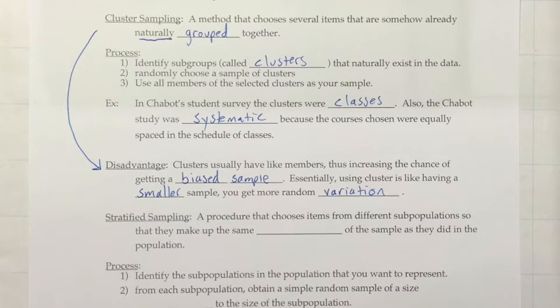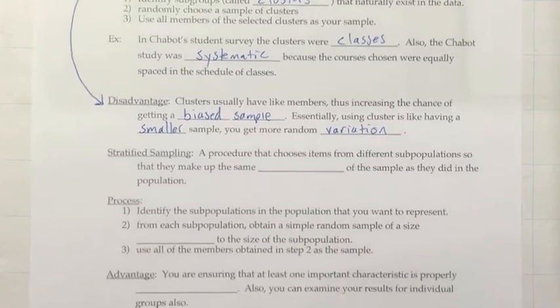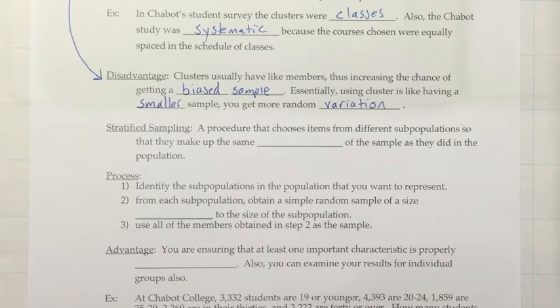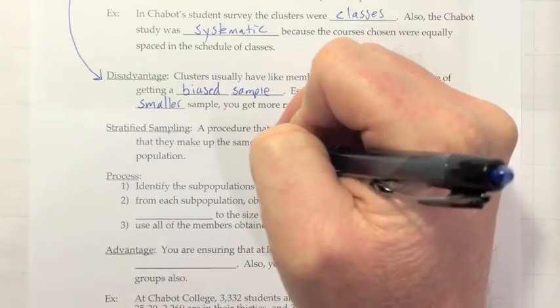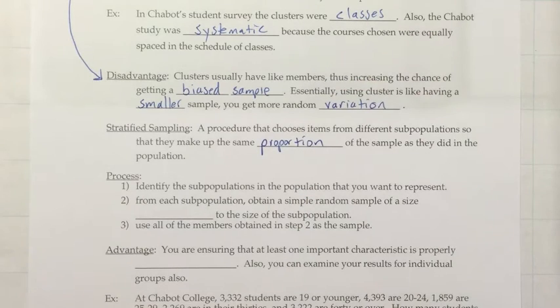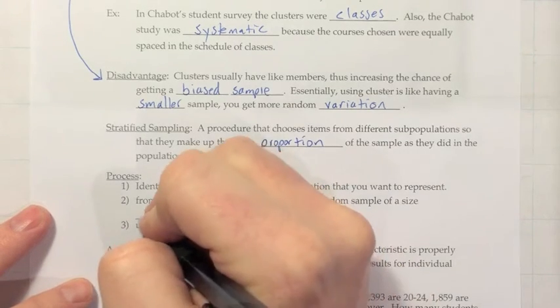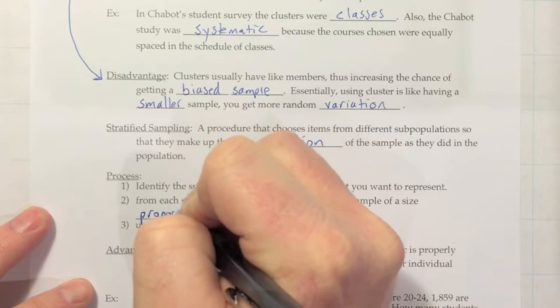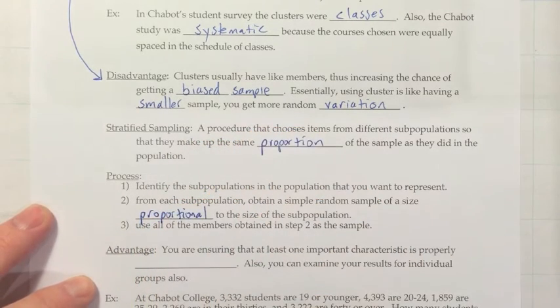All right, the final alternative is called stratified sampling. And this is a procedure that chooses items from different subpopulations so that they make up the same proportion of the sample as they did in the population. The process is to identify the subpopulations in the population that you want to represent. From each subpopulation, obtain a simple random sample of a size that is proportional to the size of the subpopulation, and then use all the members obtained in step 2 as your sample.